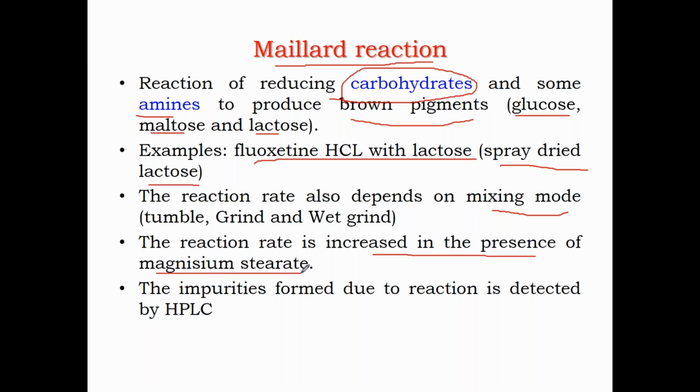So throughout your drug excipient interaction, the one repeated excipient name you'll be hearing is magnesium stearate. Though it has the advantage of adding magnesium stearate, as I said, the percentage is very important. So this was about the chemical interaction examples.